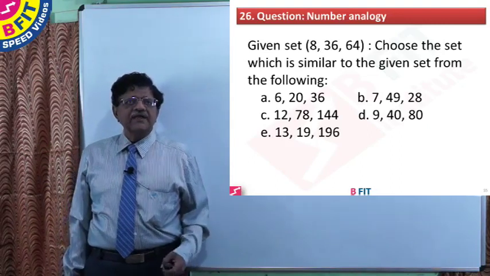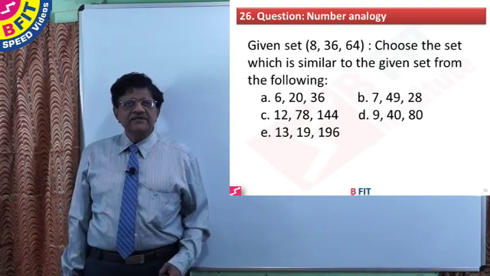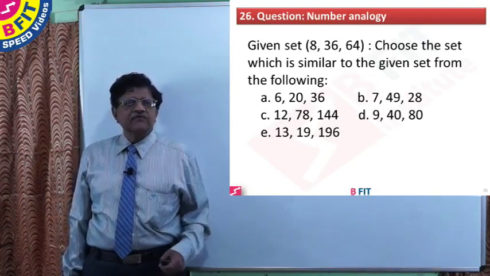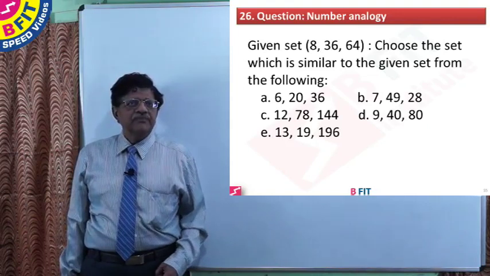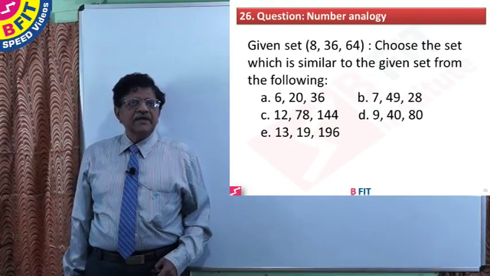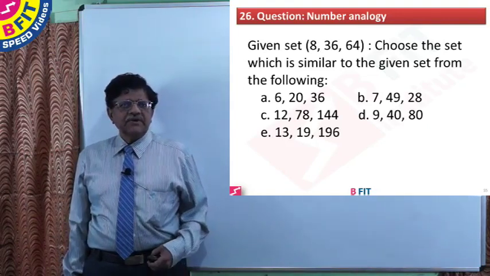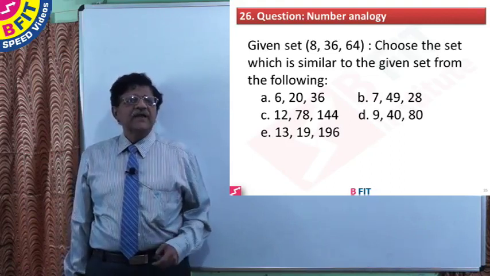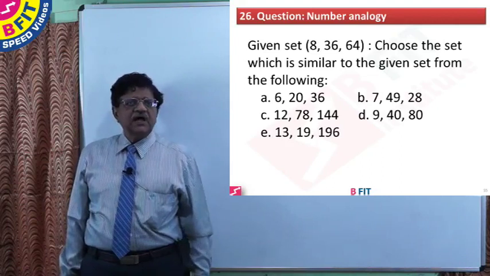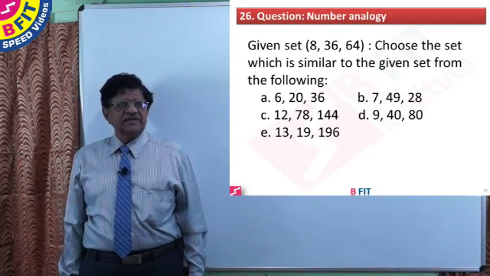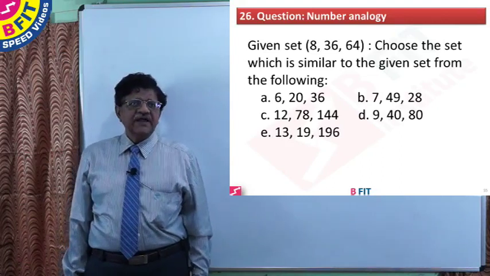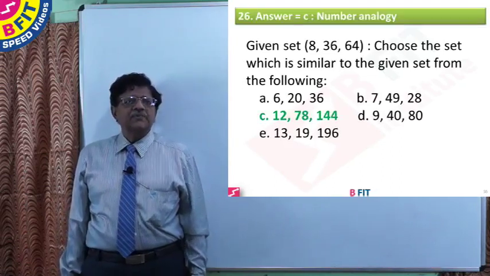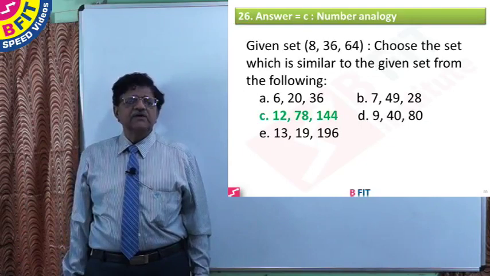D, 9, 40, 80. And 9 square is 81. And the last third number here in option D is 80. Therefore, the logic is not followed. Then coming to E, 13. Again, the last number is 196. The logic is not followed. So the only option in which the logic is followed is option C, 12, 78, 144. And the correct answer is option C, 12, 78, 144.